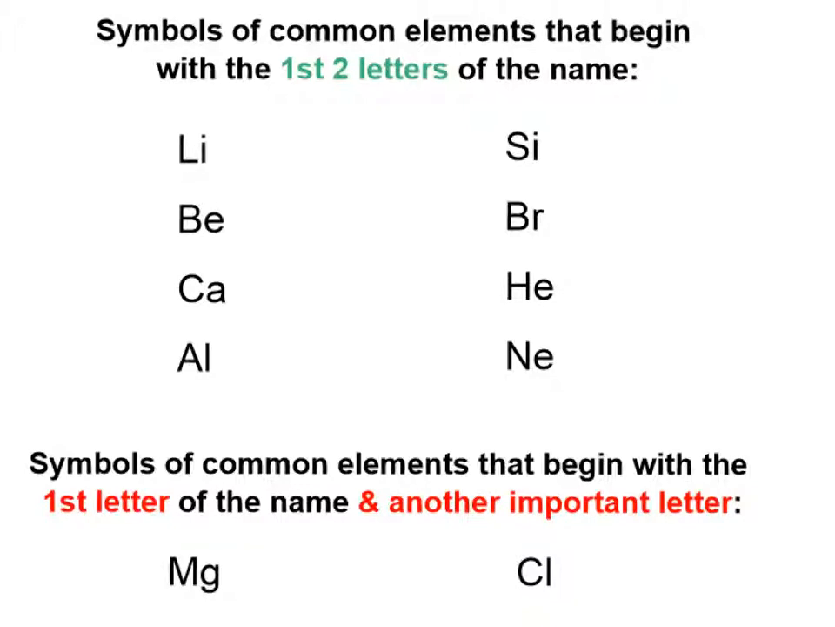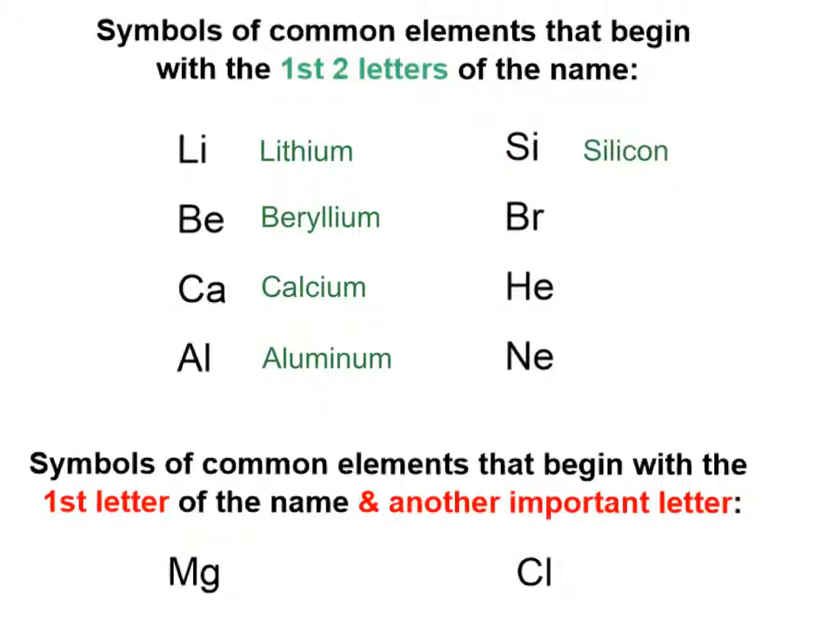Symbols of common elements that begin with the first two letters of the name are right here. Li for lithium, Be for beryllium, Ca for calcium, and notice that the first letter is capitalized always, and the second letter is lowercased always. So aluminum, silicon, bromine, helium, and neon.